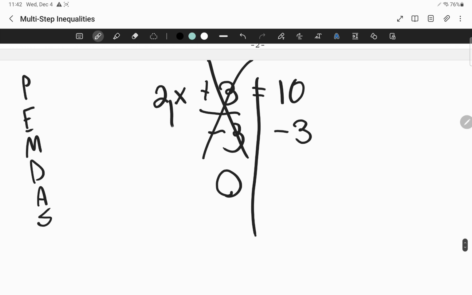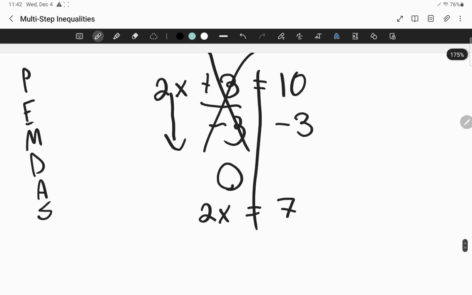Now over here, we didn't do anything with the 2x, so I'm just going to go ahead and bring it down. All right, now we have 2x on the bottom. And over here, we have to figure out what this is going to give me. Okay, so 10 minus 3, it's 7.